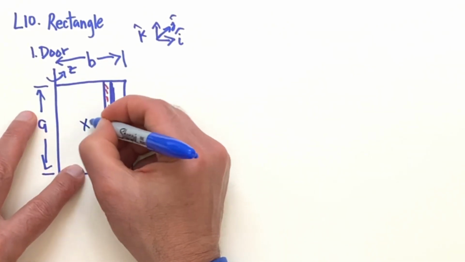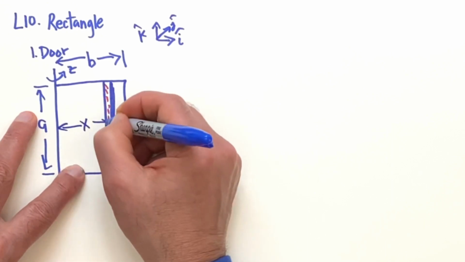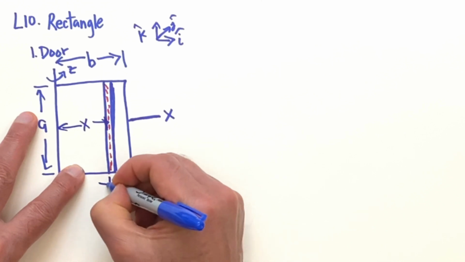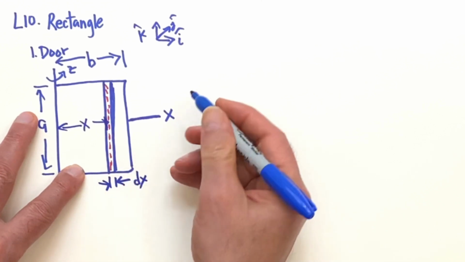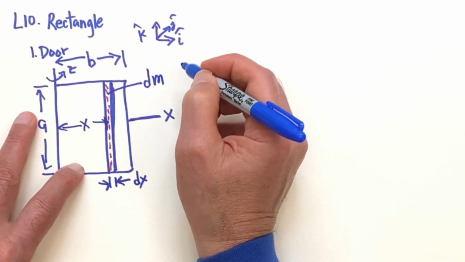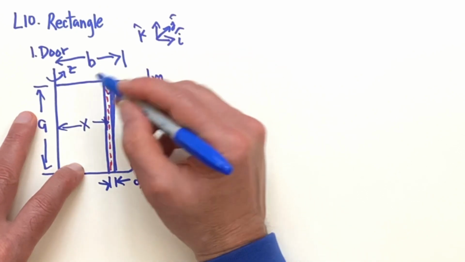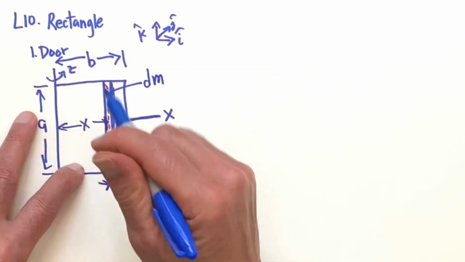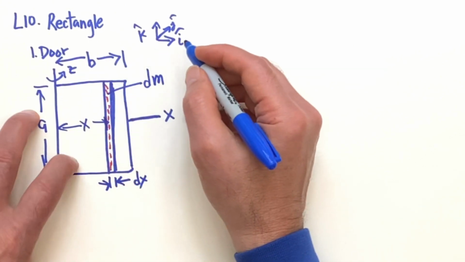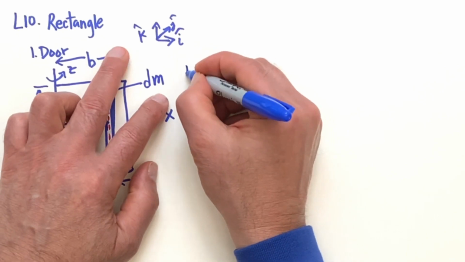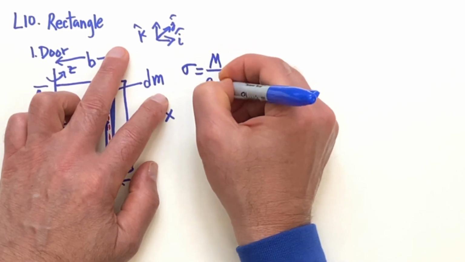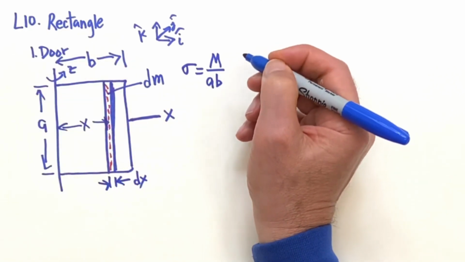So this here is x to get you out to here, and this little thickness here is dx, and then this is a little dm. And since we can think of this as a flat surface, we'll use the area density, sigma, as the total mass divided by the area, A times B.